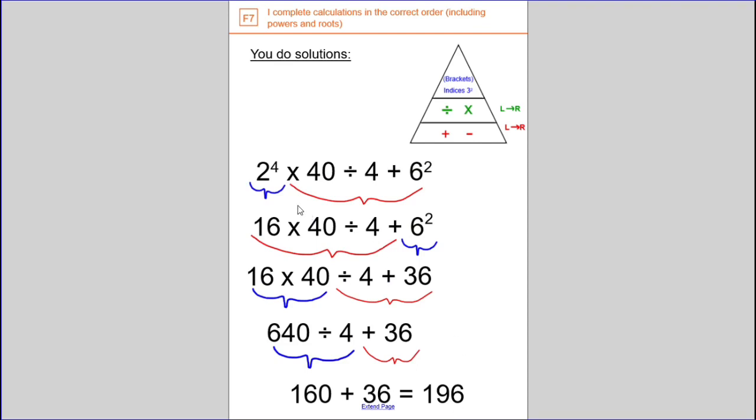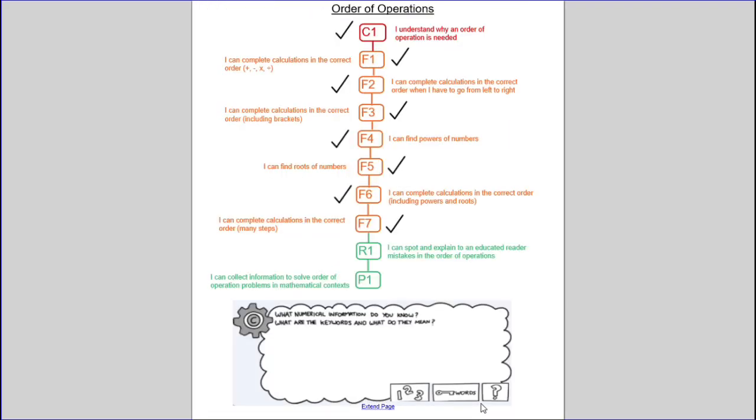For the final question, we need to do the 2 to the power 4 first. 16, bring the rest of it down. 6 squared is going to give us 36. Bring the rest of it down. Then 16 times 40 is 640. Bring the rest of it down. And then 640 divided by 4 is 160. And then when you bring it down and add them, you should get 196.